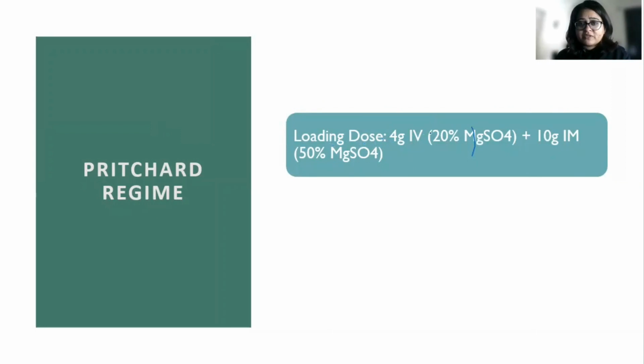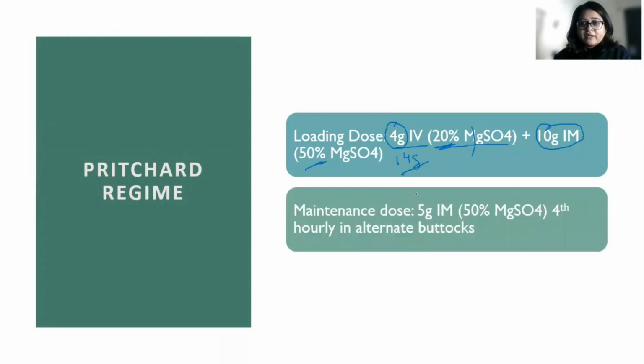Pritchard's regime, the loading dose is 4 grams IV of 20% magnesium sulfate. Okay, so 4 grams is the intravenous dose and 10 grams is the intramuscular dose. As I said, IV has to be 20% and IM has to be 50%. So we give a total of 14 grams in the loading dose. The maintenance dose is then given 4 hourly, 5 grams intramuscular in alternate buttocks. This is again 50% magnesium sulfate.